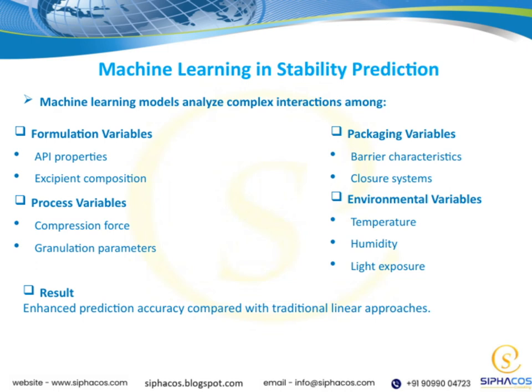This approach considers a wide range of factors, from packaging details like barrier characteristics and closure systems, to environmental conditions such as temperature, humidity, and light exposure. It also takes formulation variables into account, like the properties of the active ingredient and the excipient mix, as well as process variables including compression force and granulation parameters. Machine learning helps us understand how all these elements interact in complex ways.